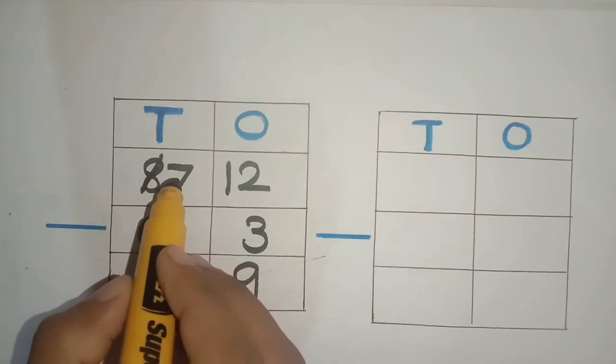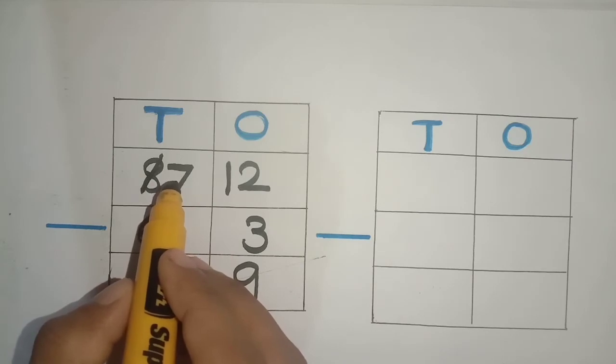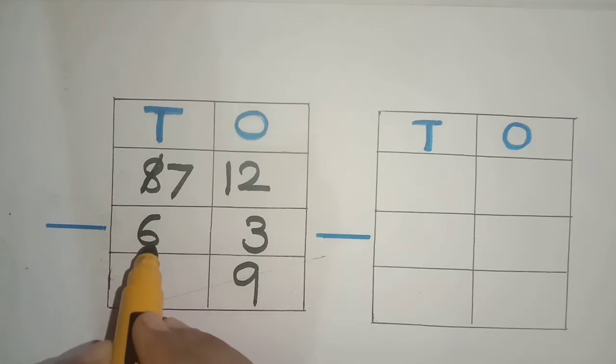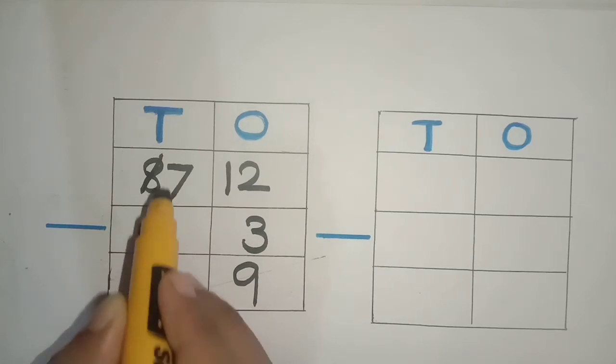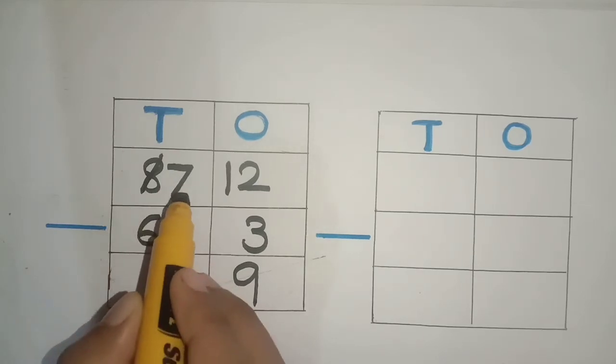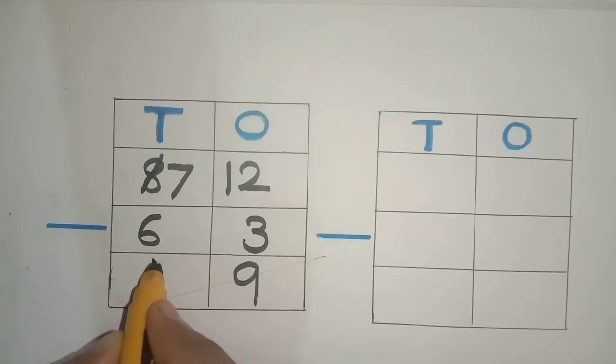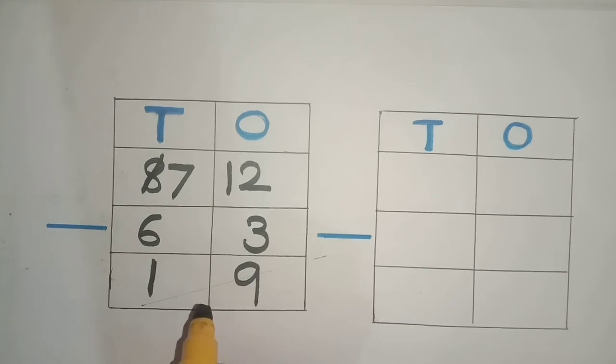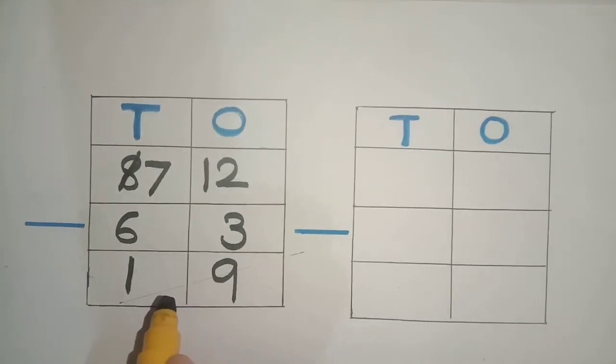So here 7 tens only is standing. So from that 7 we have to subtract 6. So 7 minus 6 is equal to 1. So what's the answer? We got the answer 19. Understand all of you? And we can do another example also.